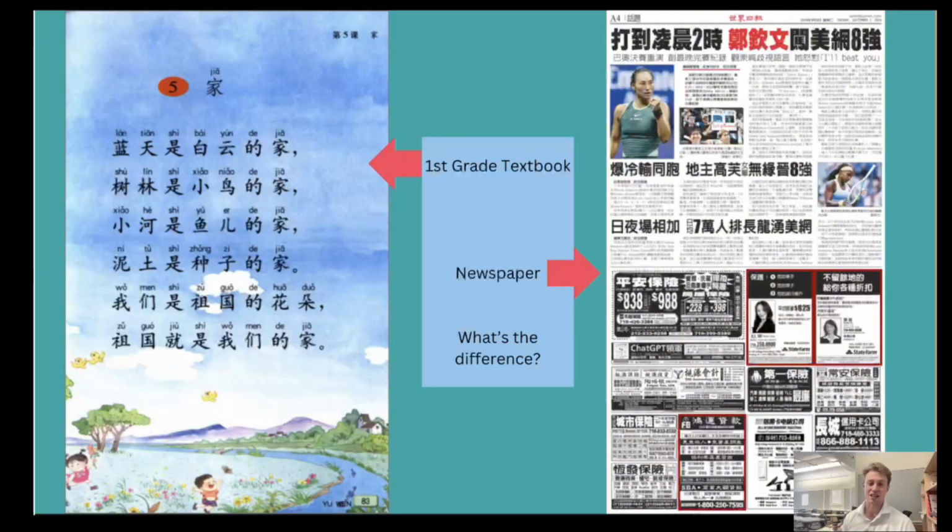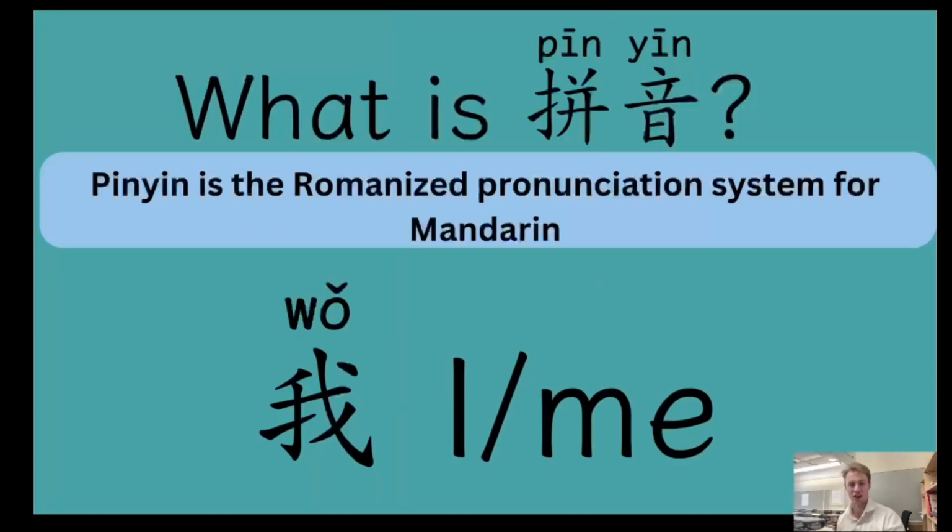It is a helpful tool for learning Mandarin, as well as something that people will use for typing. However, we have to get used to reading just characters eventually, but it does also help our pronunciation, so we're going to go over it a little bit more. First, what is pinyin? Pinyin is the romanized pronunciation system for Mandarin. That means it's written in the Roman alphabet, which is what we use for English.